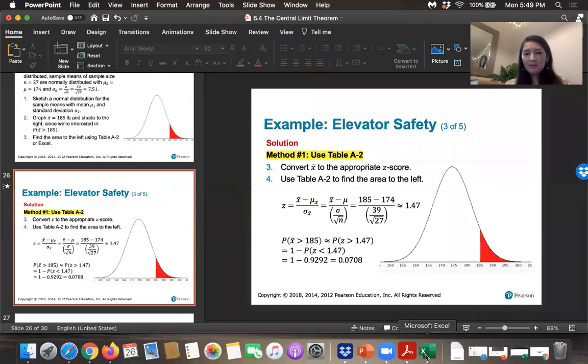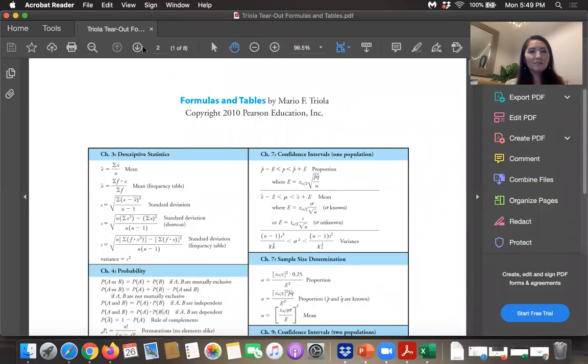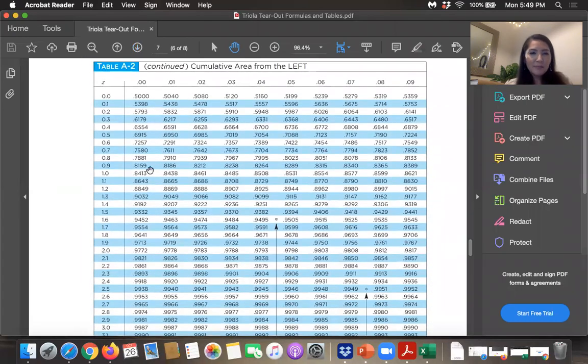So let's go to our z-scores. And I believe it was 1.47. So I go to the positive z-scores. Then I go to 1.4 over here. That's 1.40, 1.41, 1.42, 3, 4, 5, 6, 7. And then I don't know if you can see it, but 1.47 is right here. That gives us a probability, or an area to the left, of 0.9292.